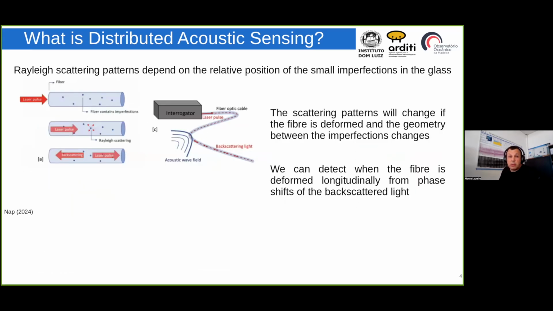So the main proposal behind DAS is that there are some imperfections inside the glass that we don't know exactly how they're distributed, how many there are, and what is their geometric relationship. But we know that they will create a specific pattern in the backscattering spectrum. And if we change something in the position of the fiber, that backscattering will change because the relative position of particles will change. So we can detect when the fiber is deformed.